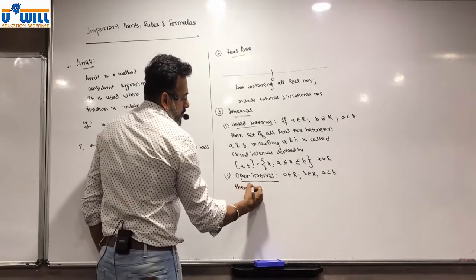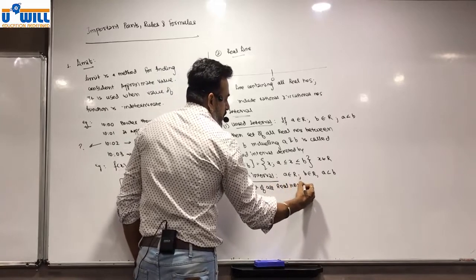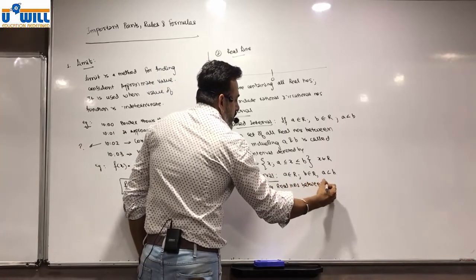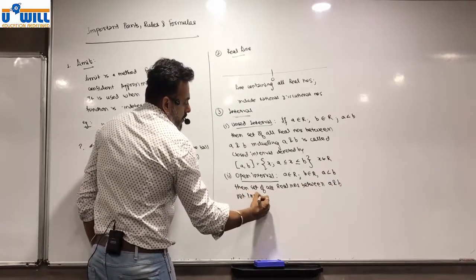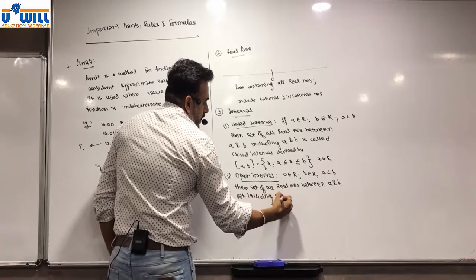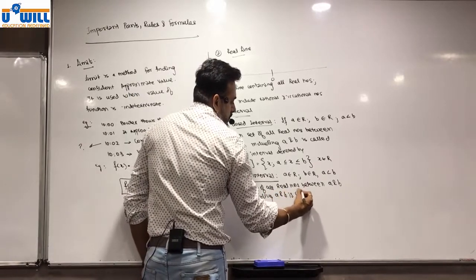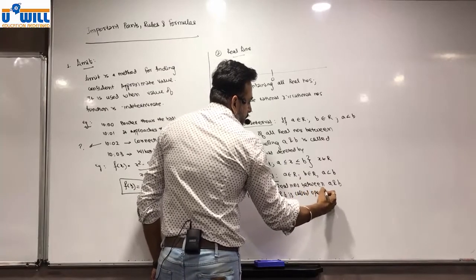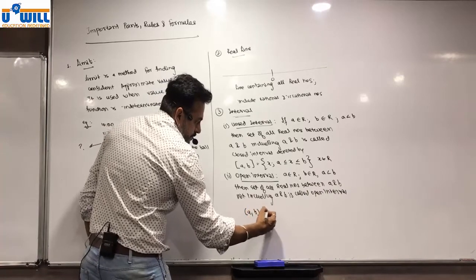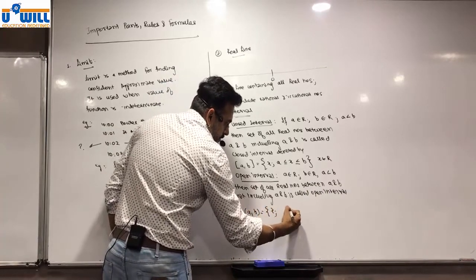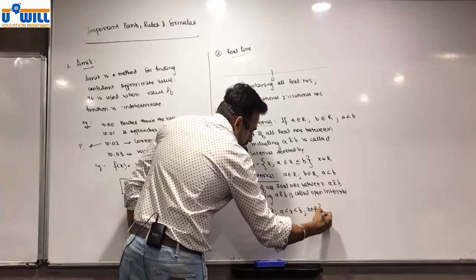Then the set of all real numbers between A and B, not including A and B, is called an open interval. (A, B) equals {X : X is greater than A, less than B, and X belongs to R}.